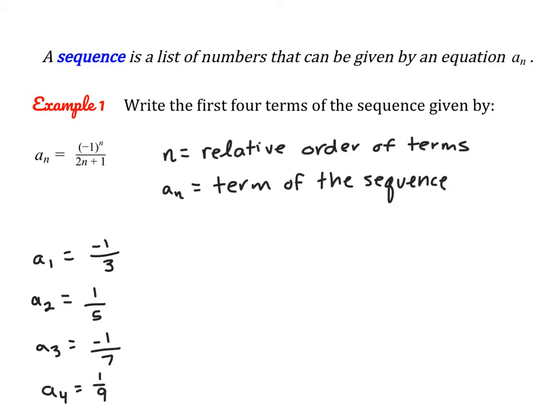So it's just plugging in those n values to find the first four terms, and then we simply list them with commas in between. That's how you write the terms in a sequence. So those are the first four terms of this sequence.